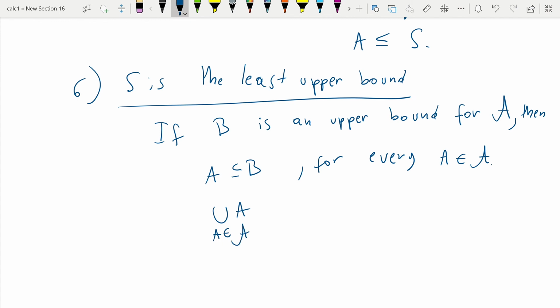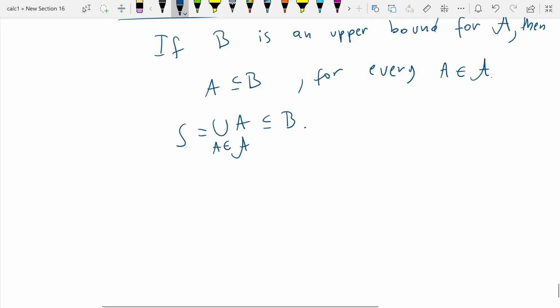A in the family A, and this is nothing more than S. So if you have any upper bound, S is smaller than B, because this inclusion here is the same as saying that S is less than or equal to B. So as you can see, we have shown the fact that S is the least upper bound, which is the property that the rational numbers were lacking.